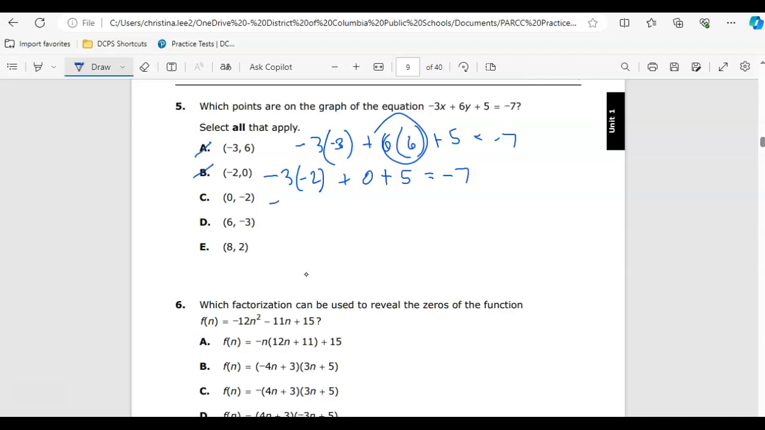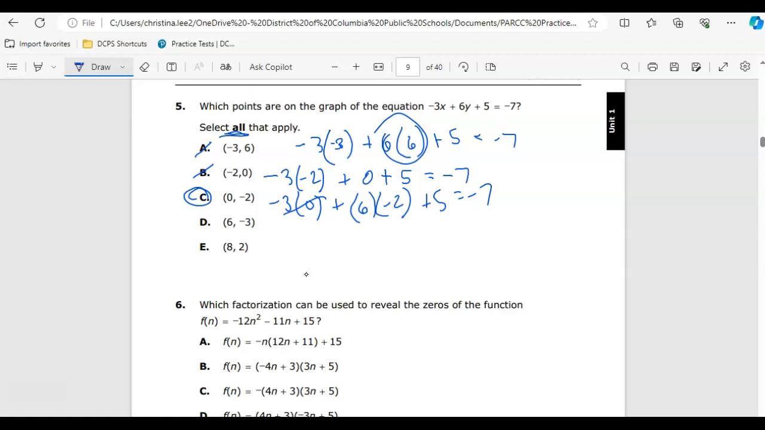So 0, negative 3 times 0 is 0, plus 6 times negative 2, plus 5 equals negative 7. That's going to be 0 here, so that cancels out. Minus 12, 6 times negative 2 is negative 12. Negative 12 plus 5 is negative 7, so that works. Now it says select all that apply, which means I can't stop there.